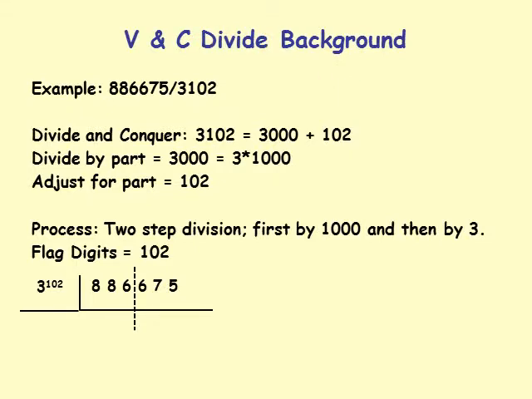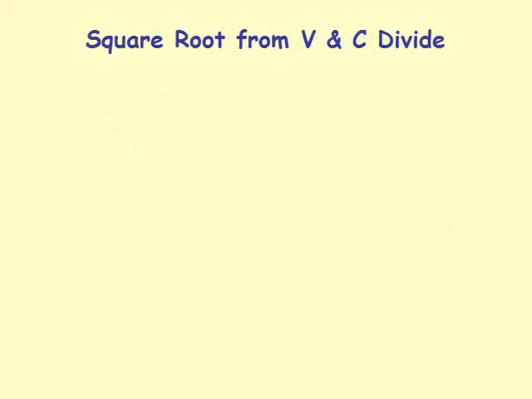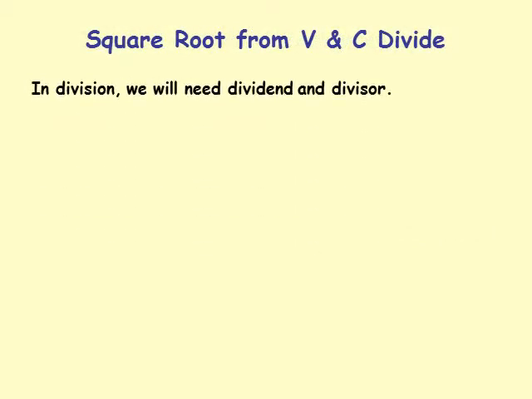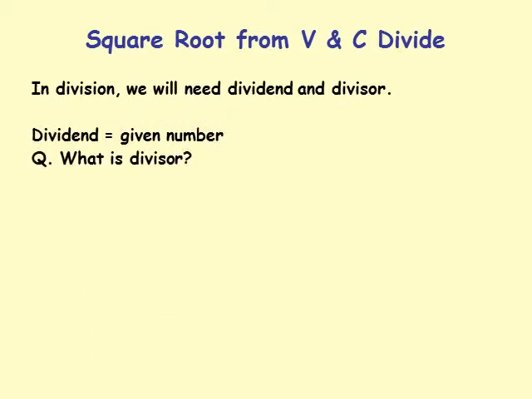Let us see how we are going to use the same thing in computing a square root. Let's do a square root now. In division, we will need a dividend and a divisor. Dividend we actually have. Divisor we will have to find out. The dividend is the given number we are trying to take the square root of. And what's the divisor? Let's find out.